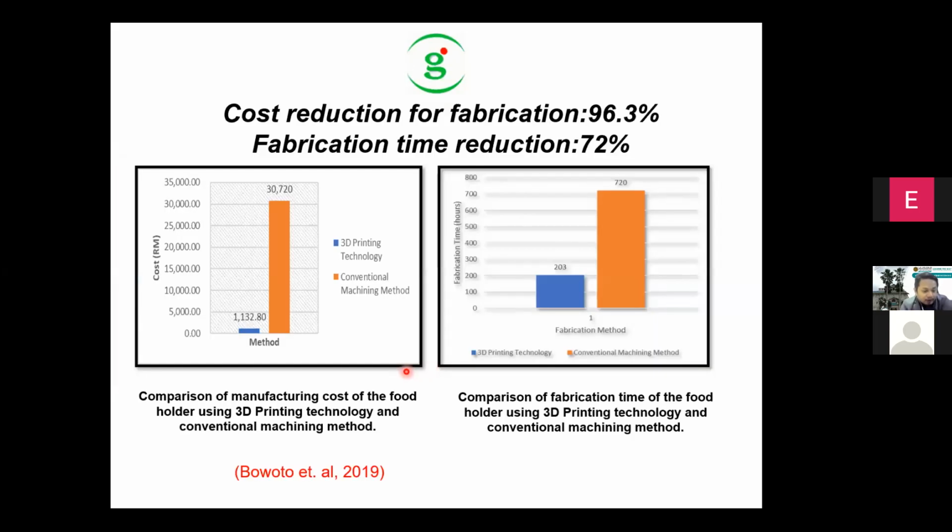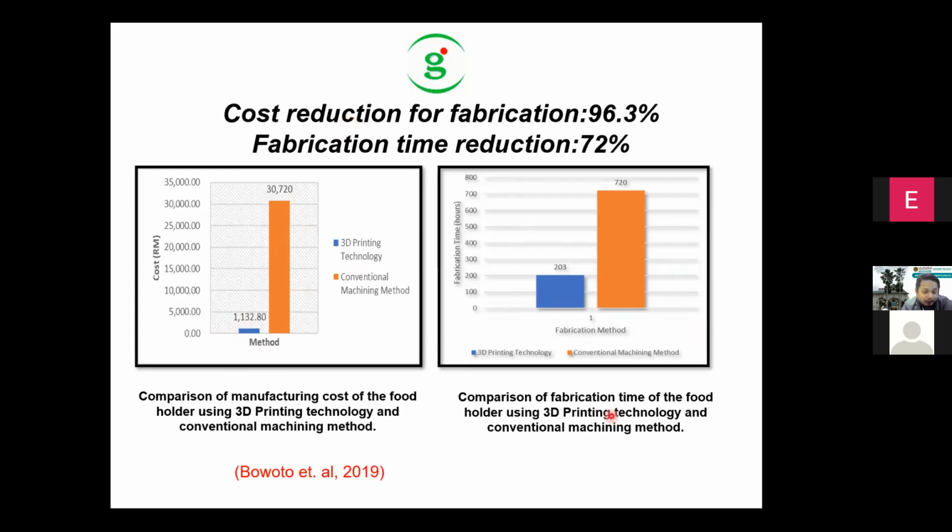Now, if you can see from the graph on the left, the comparison of the manufacturing cost of the food holder using 3D printing technology and the conventional machining method. The conventional machining method is 30,000. This price I'm quoting from the company, they gave the data. What we are proposing is 3D printing technology, which, as you can see, is only 1,100. So compared to conventional machining, the reduction in fabrication cost is almost 96%. As I mentioned before, the company is very happy. After this they can fulfill a lot of demand from customers.